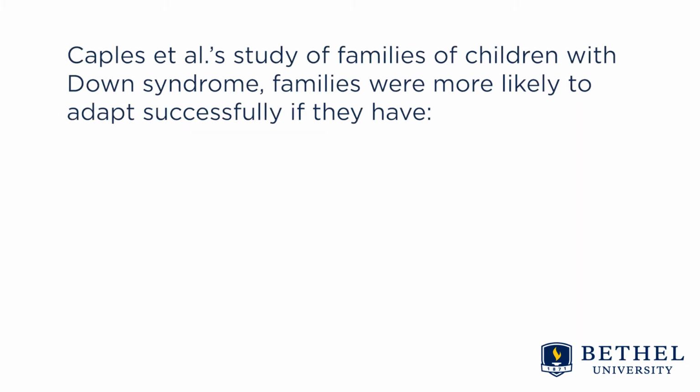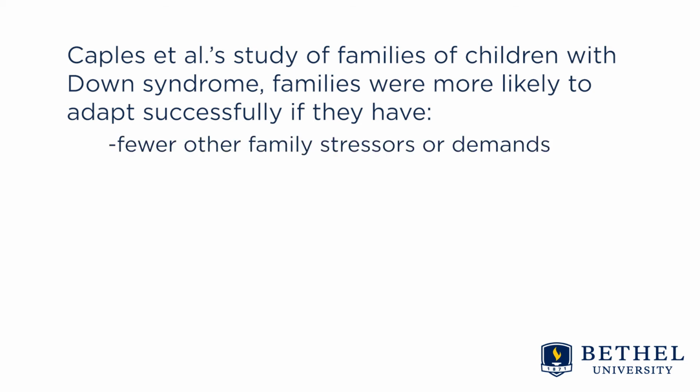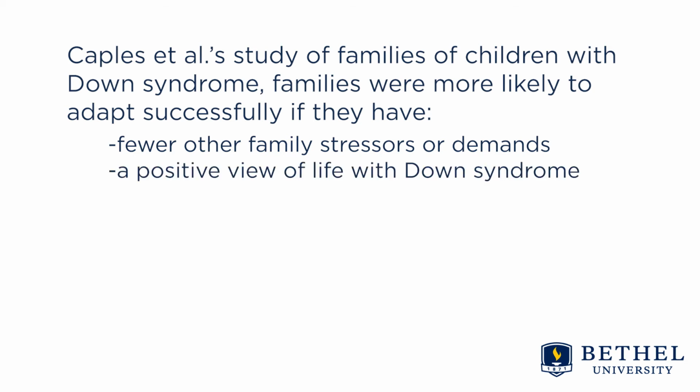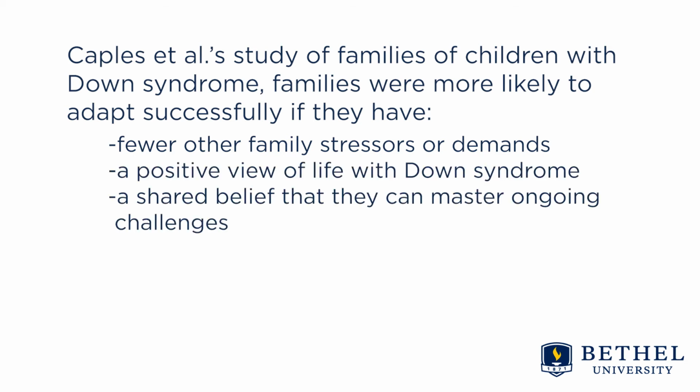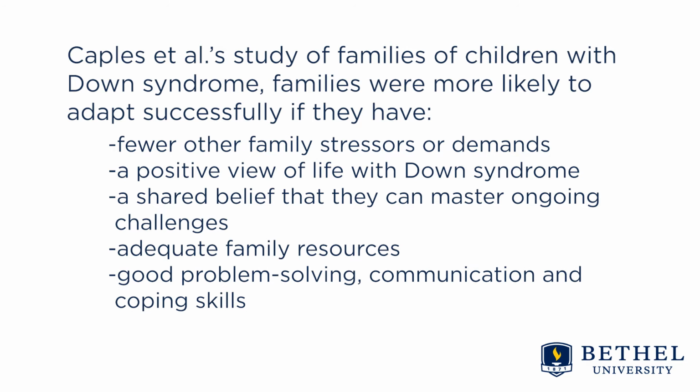In Capel's study of families of children with Down syndrome, families were more likely to adapt successfully if they had fewer other family stressors or demands, had a positive view of life with Down syndrome, had a shared belief that they can master ongoing challenges, adequate family resources, and good problem-solving, communication, and coping skills. A family that's already experiencing a wide variety of demands.